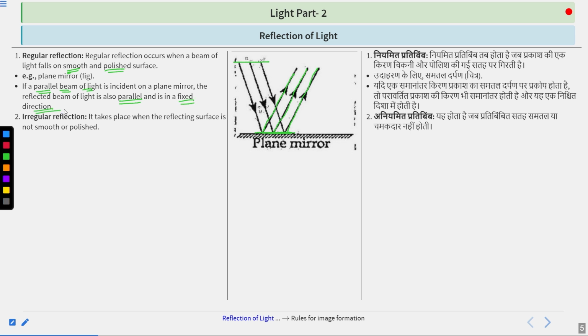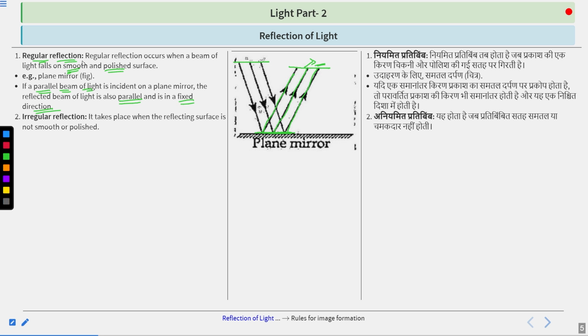Okay, fixed direction. They all are going in a fixed direction. If we consider this as northwest, we strike from the south going to the northeast direction. Okay, the direction is the same for all the beams. This beam, this beam, this beam. So that's why this is what we call regular reflection. First thing clear?